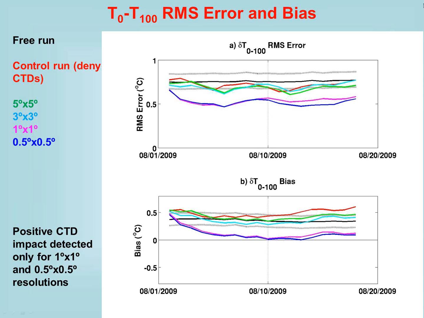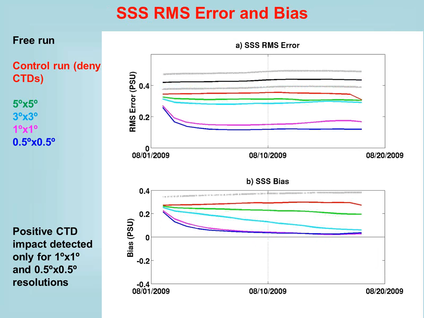And another variable of importance to hurricanes is the difference in temperature between 0 and 100 meters. That's roughly, crudely represented as the mean stratification in the upper 100 meters, which is an important factor in how the mixed layer will deepen under hurricane forcing. And that difference is substantially corrected with high resolution profiles also. So that's an important result.